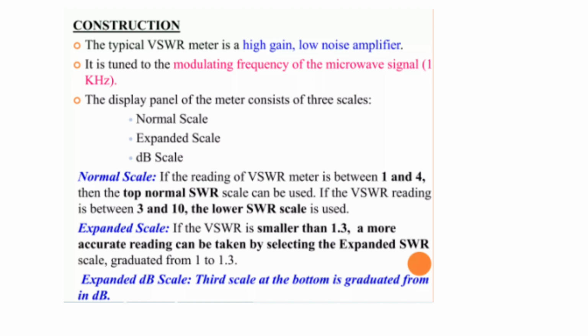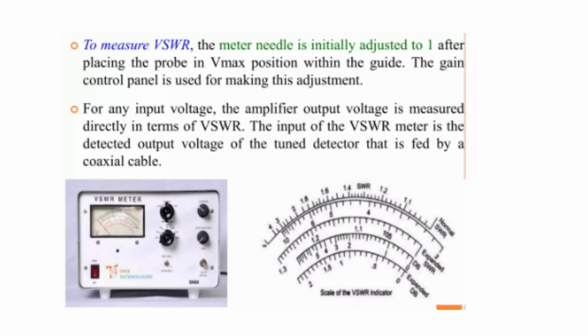Next one is the expanded scale. If the VSWR is smaller than 1.3, a more accurate reading can be taken by selecting the expanded SWR scale. It is graduated from 1 to 1.3. Then the expanded dB scale, the third scale at the bottom, is graduated in decibels. To measure VSWR, the meter needle is initially adjusted to 1 after placing the probe in the V maximum position within the guide. The gain control panel is used for making this adjustment.